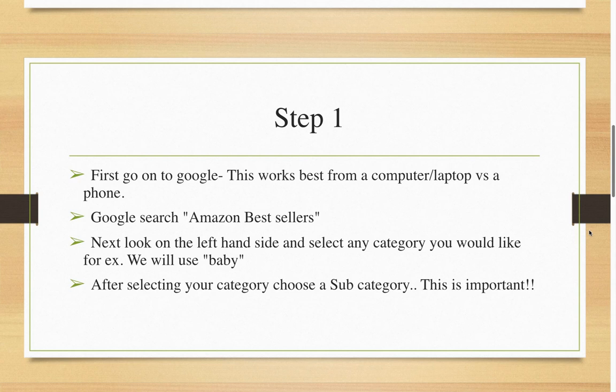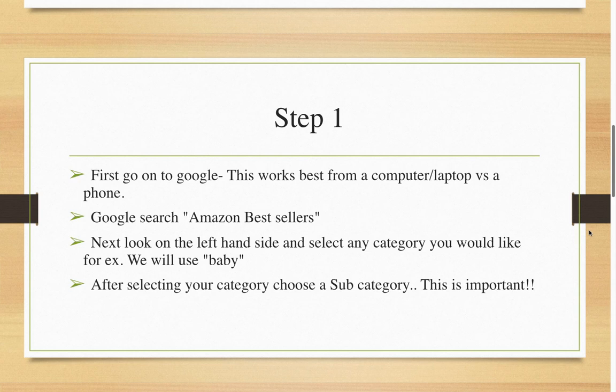If you don't know anything about, for example, if you don't have children, never took care of a child, probably baby isn't going to be good because you're not going to know what products are actually going to meet your criteria. You're going to just be like, oh, that's cool. So try and stick to something at first that you know. After doing that, you're going to select a subcategory.